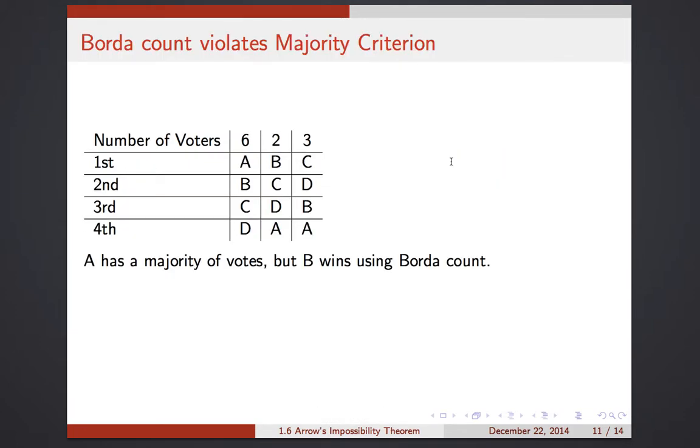Okay, so now let's switch our attention to Borda count. We've dealt with plurality and plurality with elimination. It turns out that Borda count can violate the majority criterion. And here's an example of that.